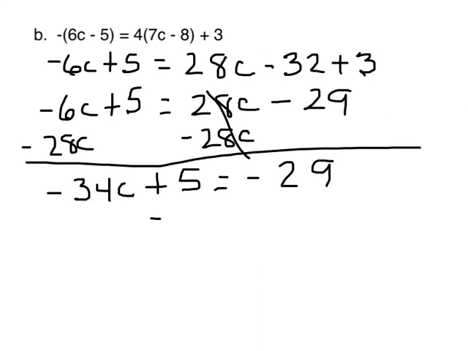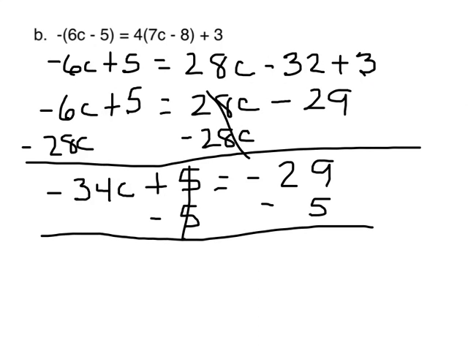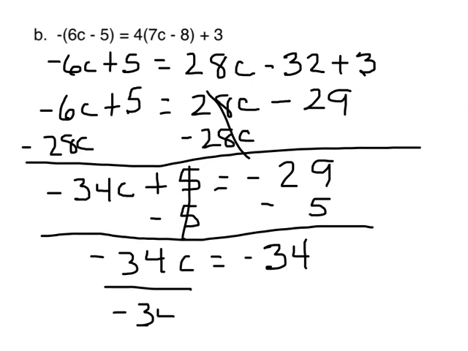Now I want to eliminate the 5, so I'm going to subtract 5 on each side. I've eliminated that. Negative 34C equals negative 34. Divide by negative 34 so that I can eliminate it. And C will be equal to 1.